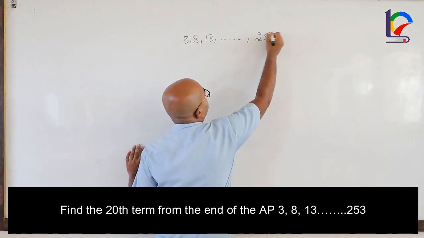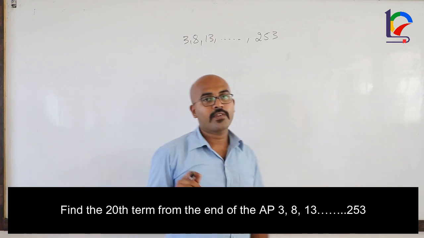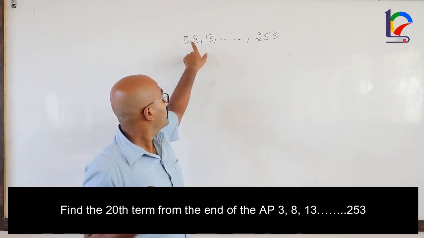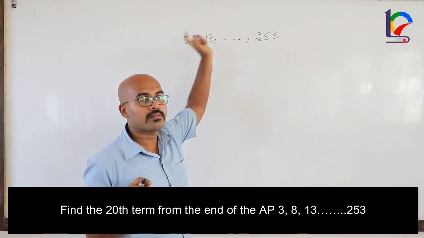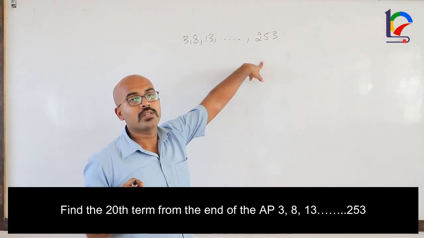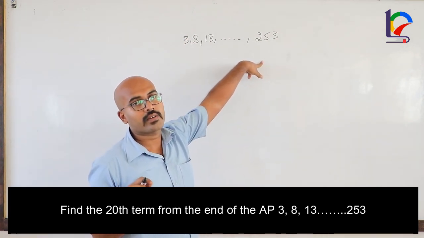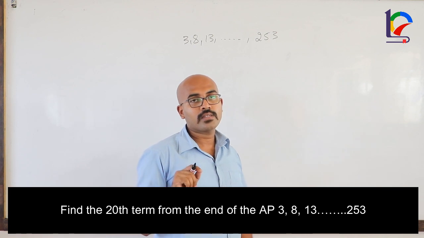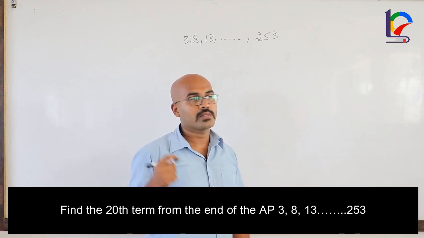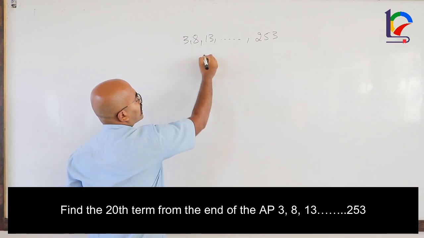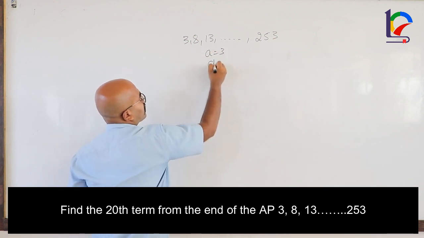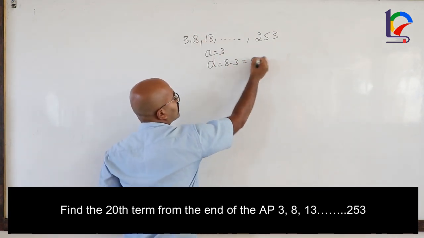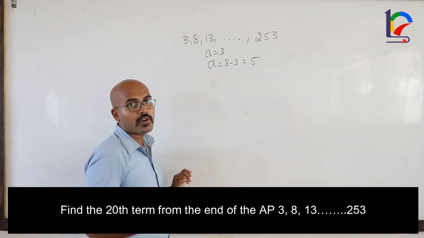The last term is 253. The first term is 3, the last term is 253. So what you need to do is find the 20th term from the last. For this, one way is you can find the total number of terms. For that, A is equal to 3, D is equal to second term minus first term, 8 minus 3, that is 5.